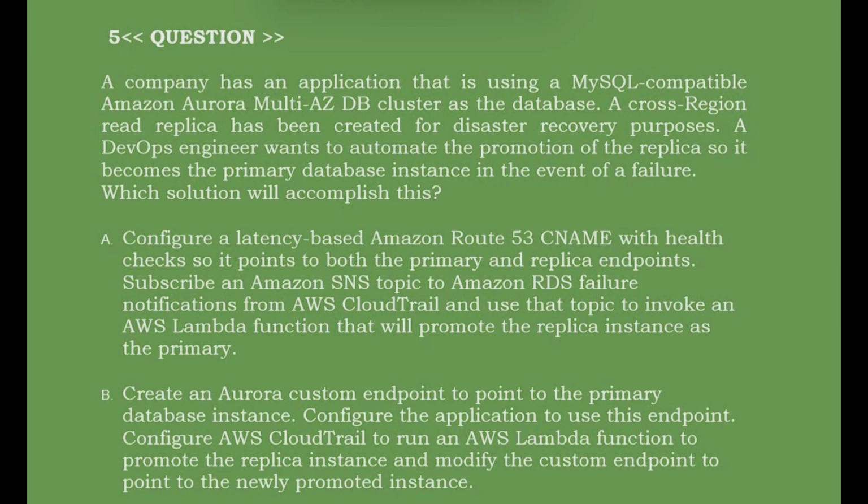Option B. Create an Aurora custom endpoint to point to the primary database instance. Configure the application to use this endpoint. Configure AWS CloudTrail to run an AWS Lambda function to promote the replica instance and modify the custom endpoint to point to the newly promoted instance.